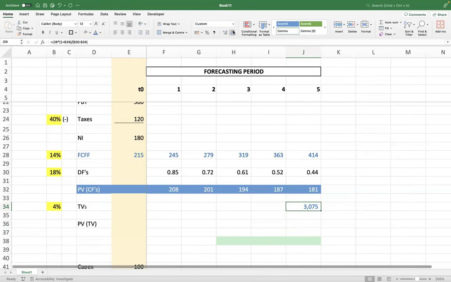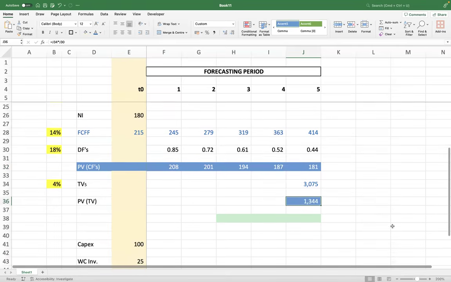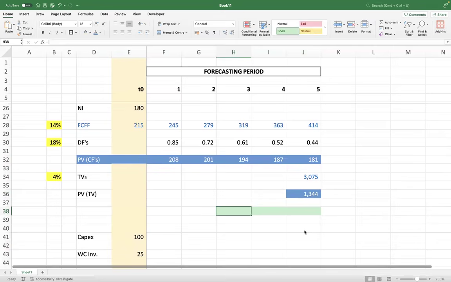But the exercise is still not over, because this is the terminal value at the end of the forecasting period, which means in this case, it's the terminal value at the end of the 5th year. So how do I convert this to present value? I multiply this with the 5th year discounting factor and I get the present value of the terminal value. Now, if I add all of these, I'm going to get the present value of all my future cash flows.